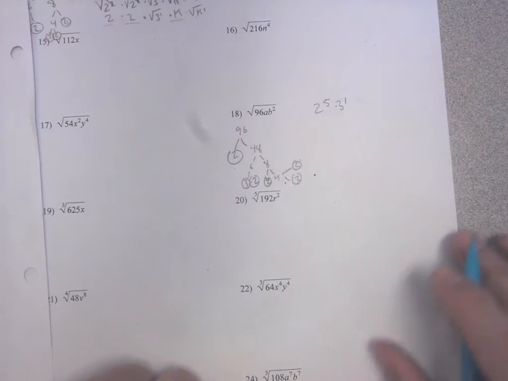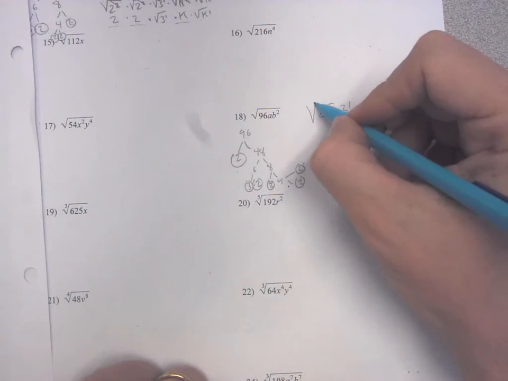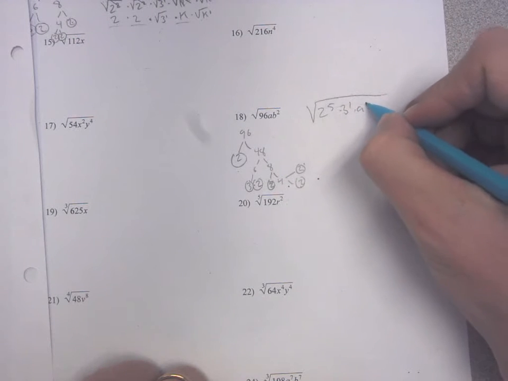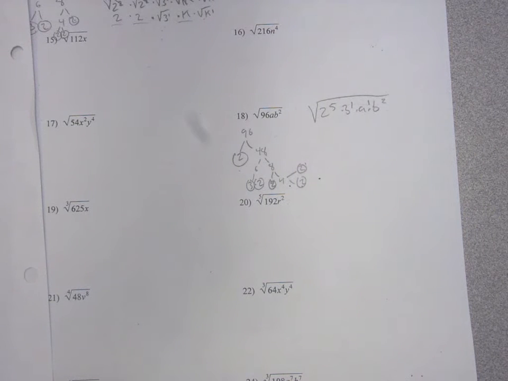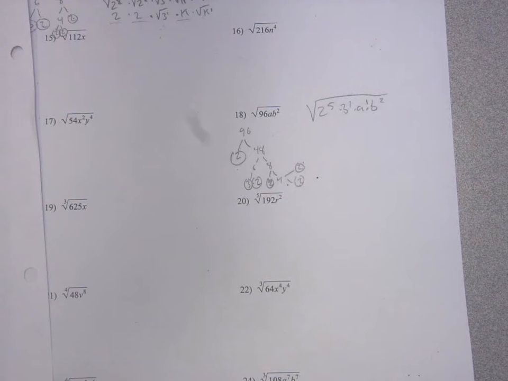So kind of similar to the previous one we did here. And then I have, of course, the a to the 1 and the b to the 2. All right, so that's one way to do it. And if you couldn't look at 96 and be like, oh, 16 goes into that, which I couldn't, this is one way to get there.